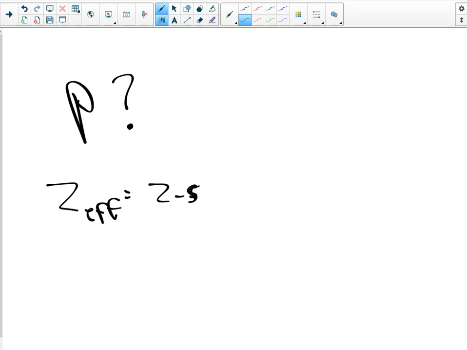All right. So what's the Zeff? 5. It's 15 minus 10, which is 5. Or, if you know that phosphorus lives in the 5th family, you know that it's 5.